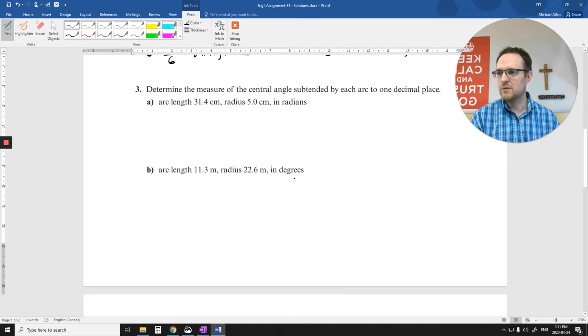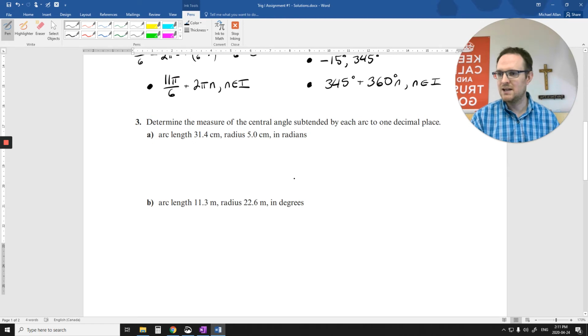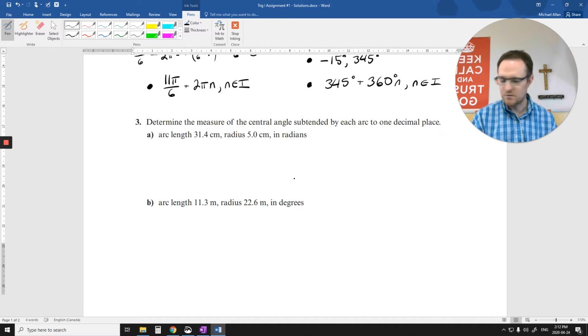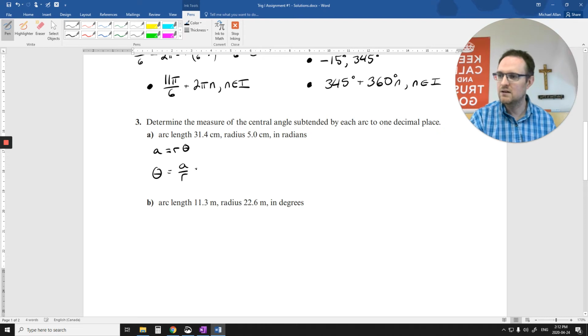All right. Determine the measure of the central angle subtended by each arc to 1 decimal place. So we're looking for the angle. We pull out our formula sheet, if we had a formula sheet, and it would say arc length is equal to r theta. R is the radius and theta is the angle in radians. So I'm going to rearrange this formula, A over R, and then I get 31.4 centimeters divided by the radius of 5 centimeters. So I can figure out that the subtended angle is 6.28 rads or radians.